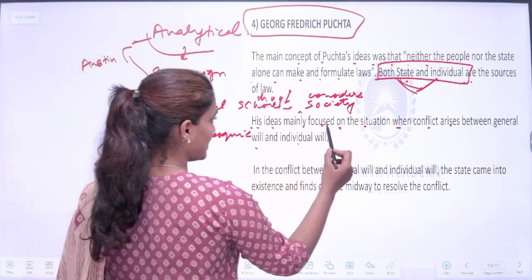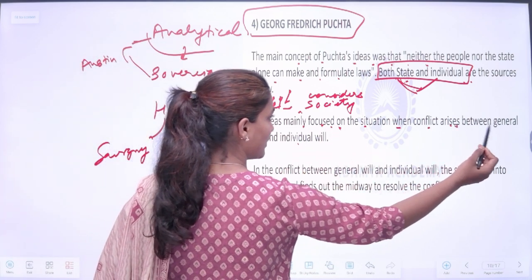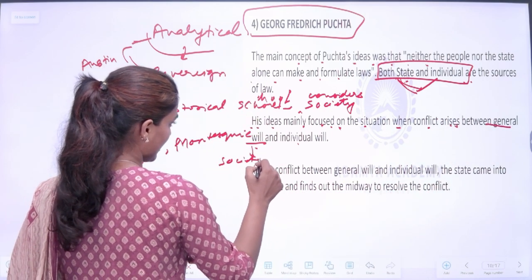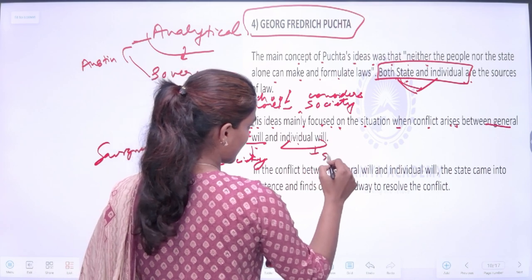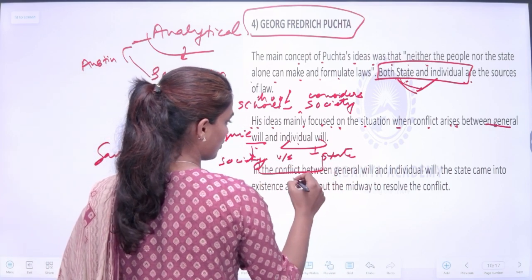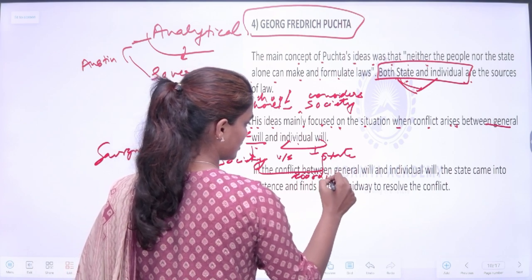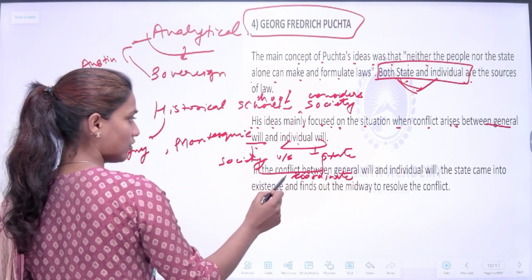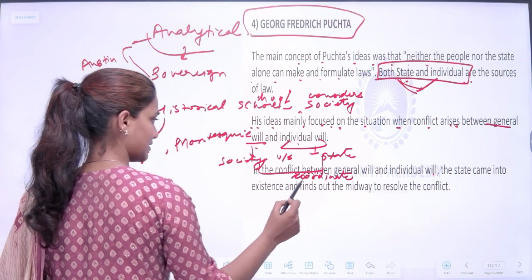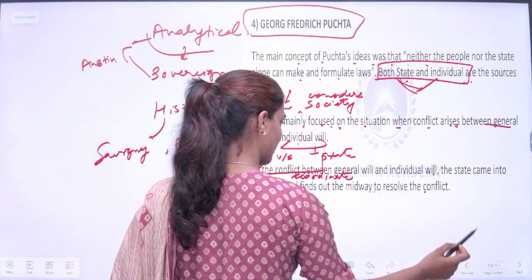His ideas mainly focus on the situation where conflict arises between general will, which will be of society, and individual will, which will be that of the state. So both coordinate. In the conflict between general will and individual will, the state comes into existence and finds the midway to resolve the conflict.